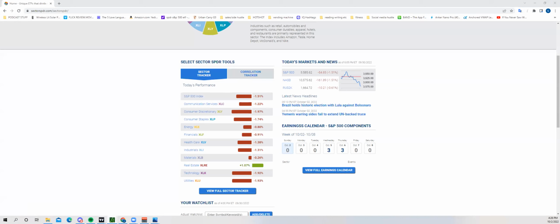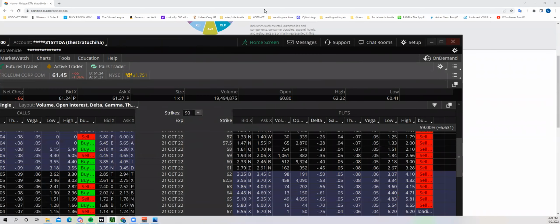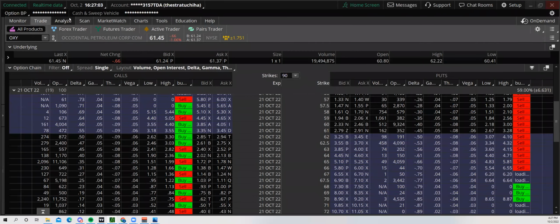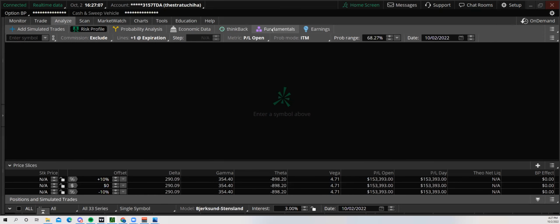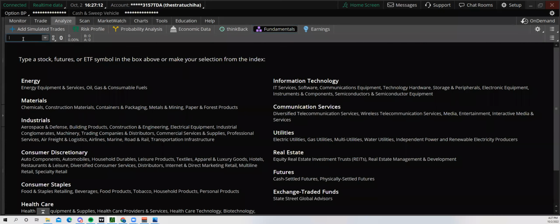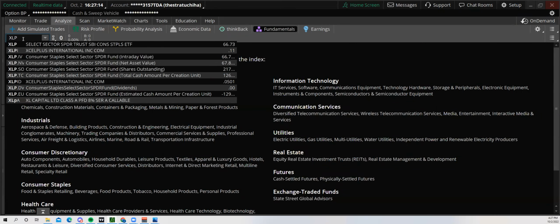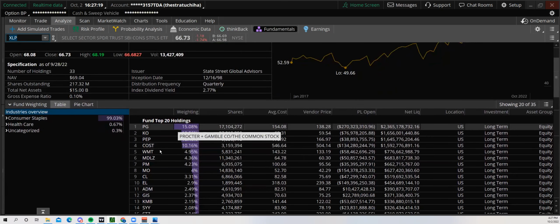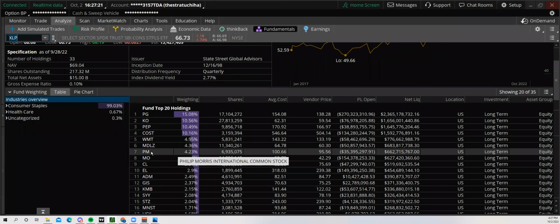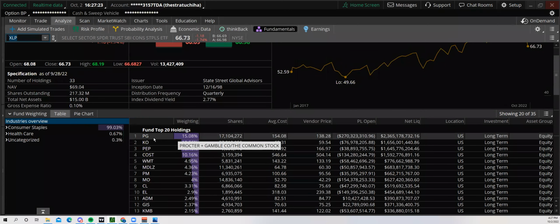If I bring Thinkorswim over, just to give y'all this basic rundown of this information, I go to the Analyze tab in Thinkorswim. Then I go to Fundamentals, Alt 6. Then I type in the sector, XLP for consumer staples. And then from here, I can see the top holdings in consumer staples. You do all that through Thinkorswim. Mostly, I do most stuff through Thinkorswim, except for scanning for Strat setups. I use TrendSpider for that.